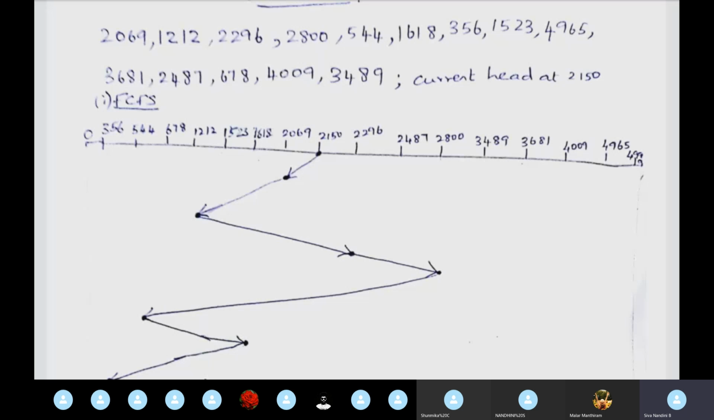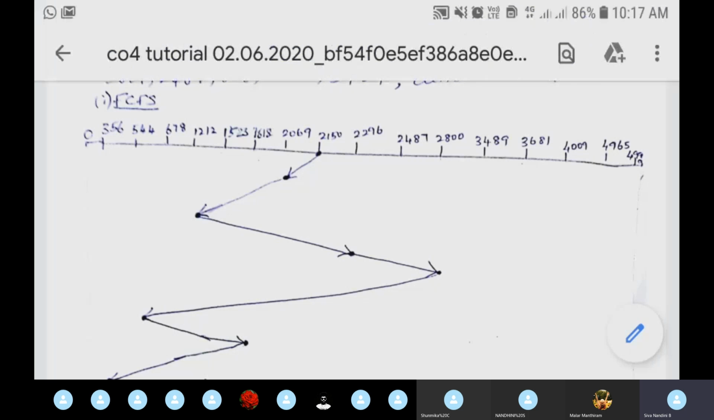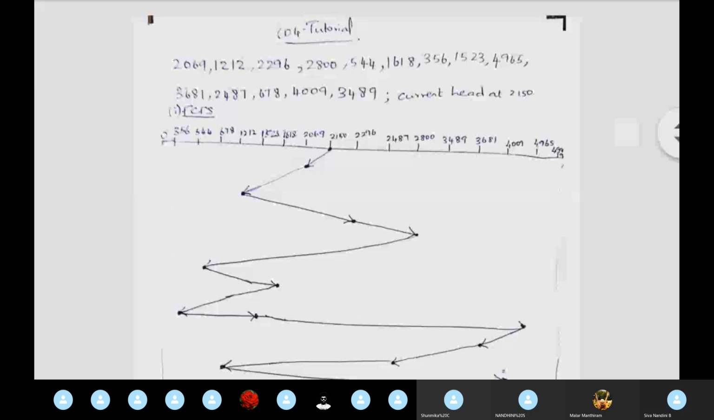So 544, and then from 544 it goes to 1618, and then after this 1618 it goes to 356. After 356 it goes to 1523. After 1523 it goes to 4965. After 4965 it goes to 3681. Then after 3681, it goes to 2487.